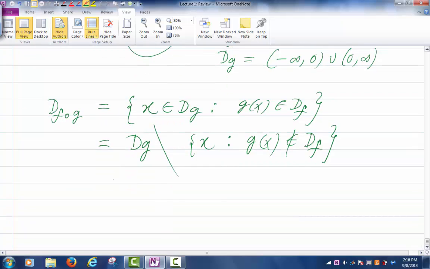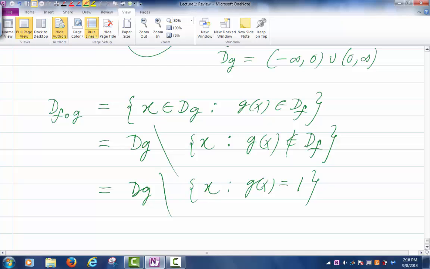And what is that? Well, it means from the domain of G, get rid of the values of x for which G of x is what? 1. Because if G of x is 1, you cannot apply f to it.